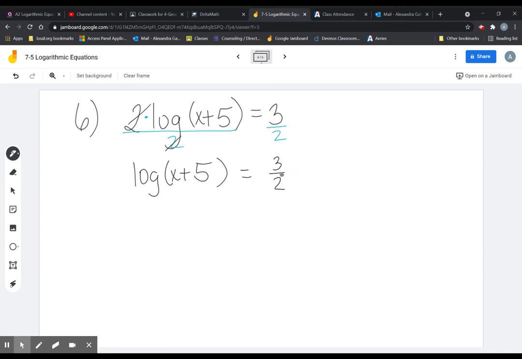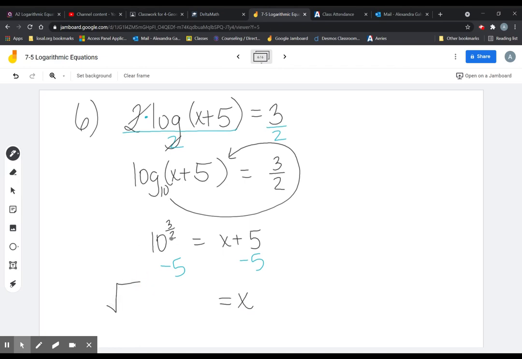We don't want to start using any decimals really until x is by itself. So we'll loop before we put anything in a calculator. So we loop. So it's 10 to the 3/2 power is equal to x plus 5. And then to get x by itself, we subtract by 5. And now 10 to the 3/2 is really the square root, right?